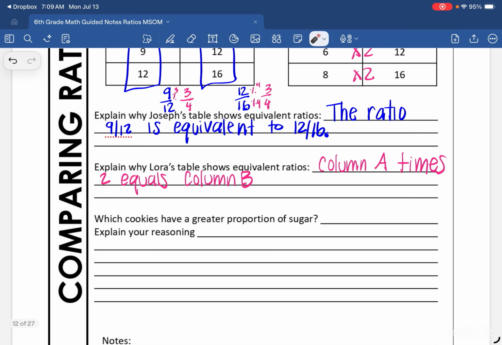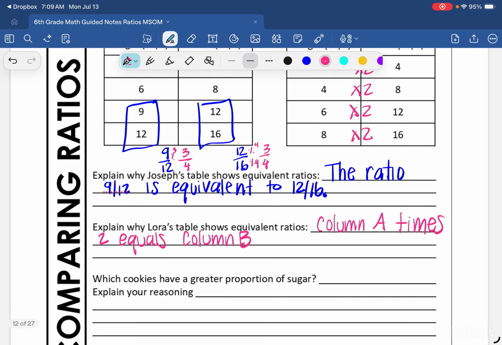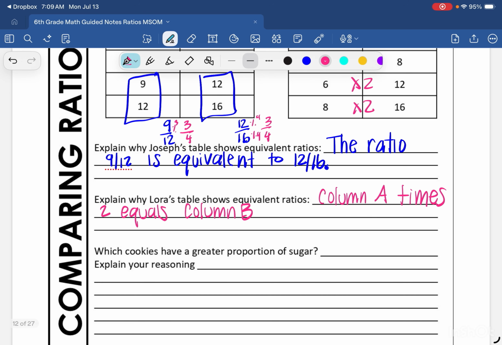Now it asks me which cookies have a greater proportion of sugar. Explain your reasoning. This is a ratio of 3 cups sugar to 4 cups flour. This is a ratio of 2 cups sugar to 4 cups flour. Let's write those ratios down. So we'll write down here where it says explain your reasoning because that will just show my work. So I have 3 to 4 for Joseph, and then I have 2 to 4 for Laura. Let's reduce those. 3/4 stays 3/4, and then Laura's reduces to 1/2. So since 3/4 is greater than 1/2, that means Joseph's cookie has a greater proportion of sugar.